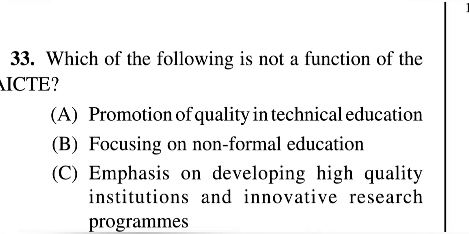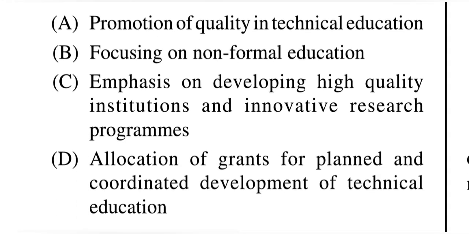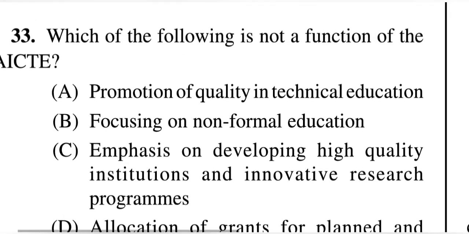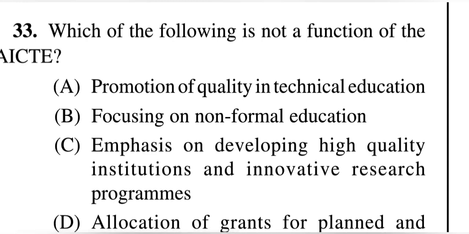So the correct answer will be D. AICTE stands for so many things, but it does not stand for allocation of grants for planned and coordinated development of technical education. Okay, but it functions for promotion of quality in technical education, focusing on non-formal education, emphasis on developing high quality institutions and innovative research programs. That's all.